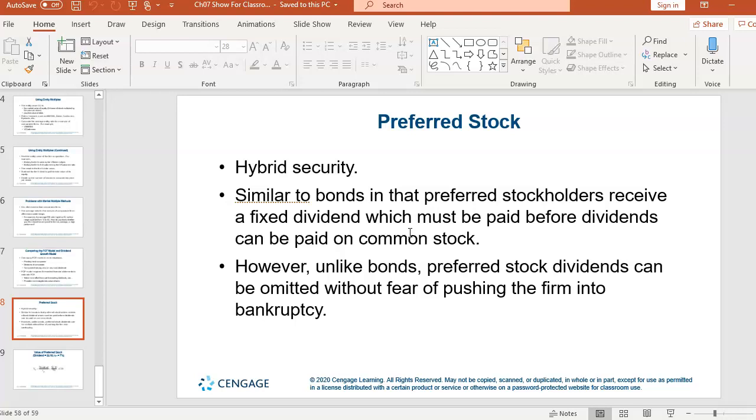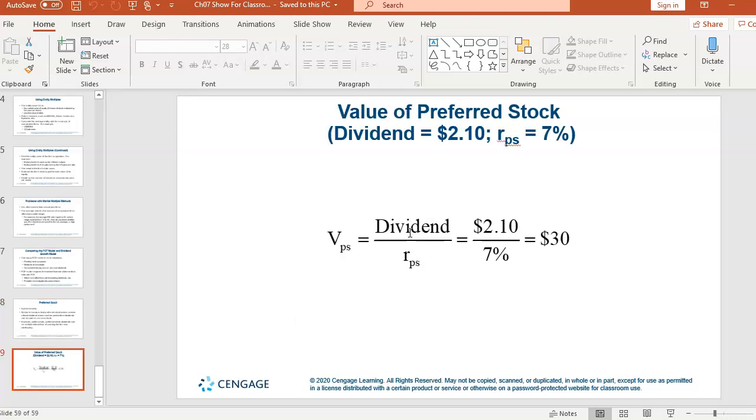Preferred stocks have no maturity value, and you can choose not to pay the dividends. Now, you have to catch up your dividends at some point in time if you don't pay a dividend. But the owner of a preferred stock does not get to vote for the board of directors. That's one downside to that. So the value of a preferred stock is really simple. It's just taking the dividend divided by the required return. So very, very simple formula.